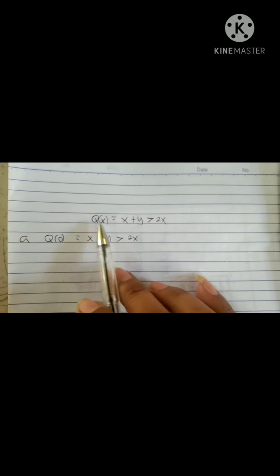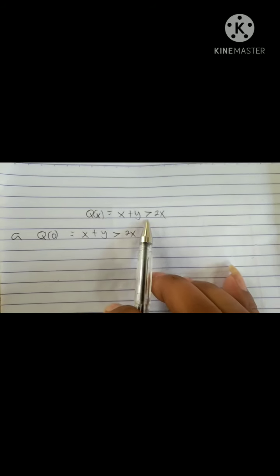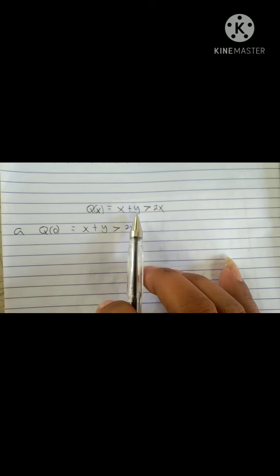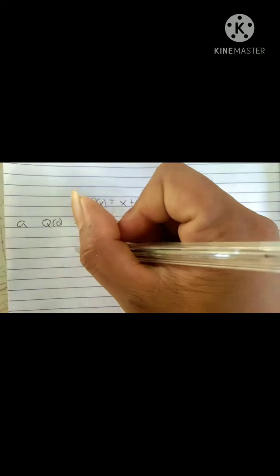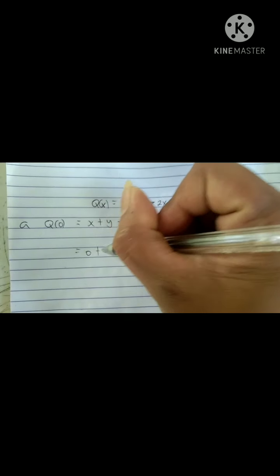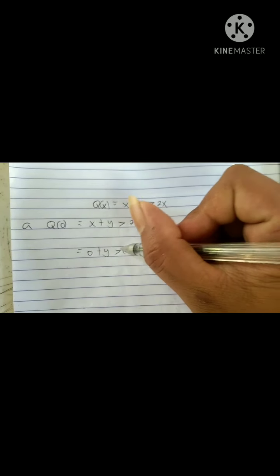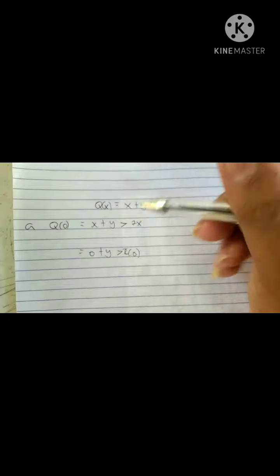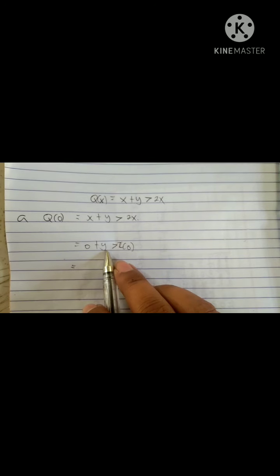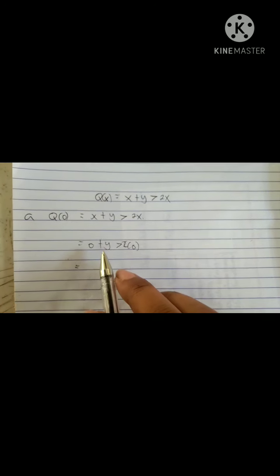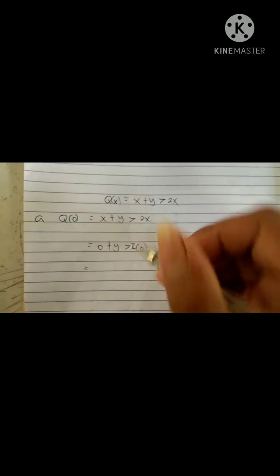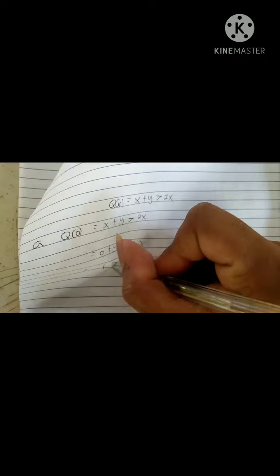Our statement is Q(x) equals x plus y is greater than 2x. Our first given value of x is 0. So we substitute 0 for x. Since it is 0, 0 plus y is greater than 2 times 0. Since y is only a variable, it is equivalent to 1. So 0 plus 1 equals 1, and 2 times 0 is 0.